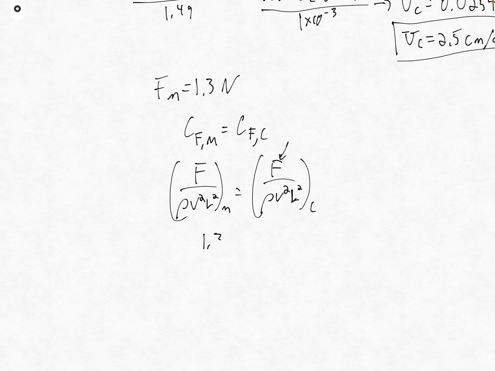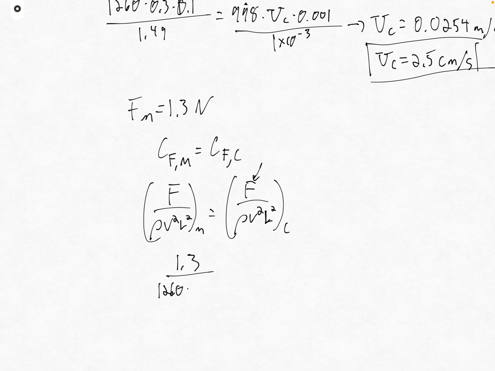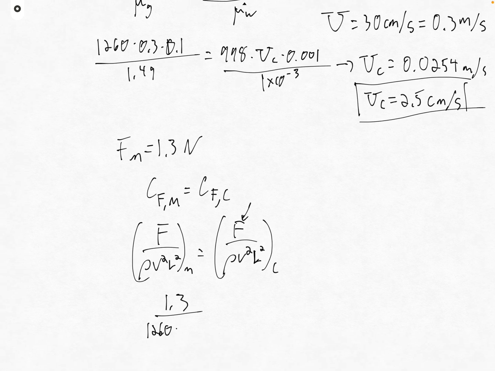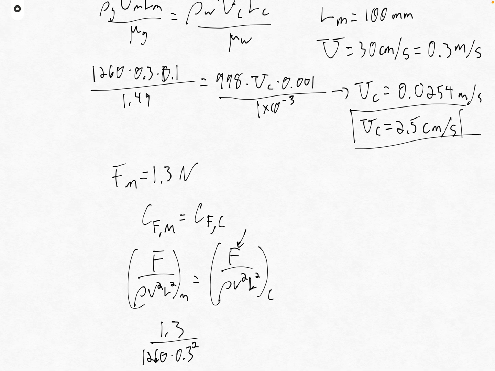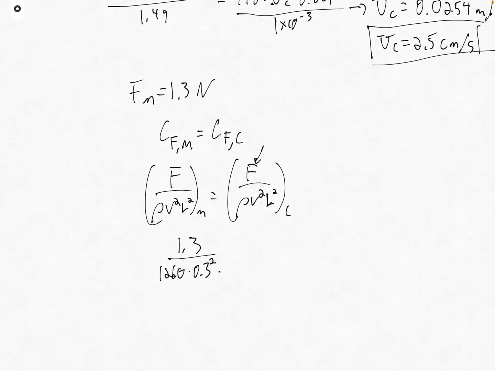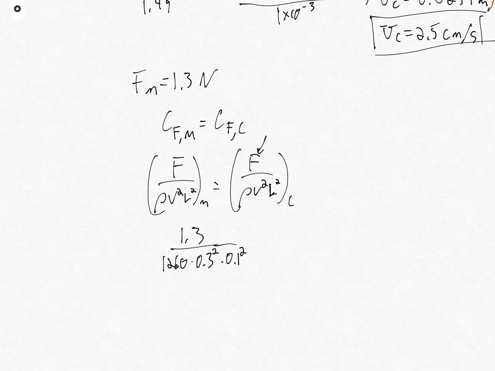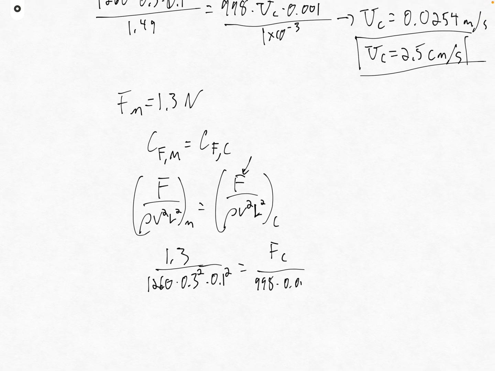And so if we plug this in, 1.3 over 1260 kilograms per meter cubed times our velocity. And our velocity was 30 centimeters per second for the model, so it's 0.3 meters per second, squared, and our length of the model was 100 millimeters. So this would be times 0.1 squared, and that's equal to the force on the actual copepod divided by the density of water, 998, times the velocity, that's 0.0254 squared, times the length of the copepod, 0.001 squared.